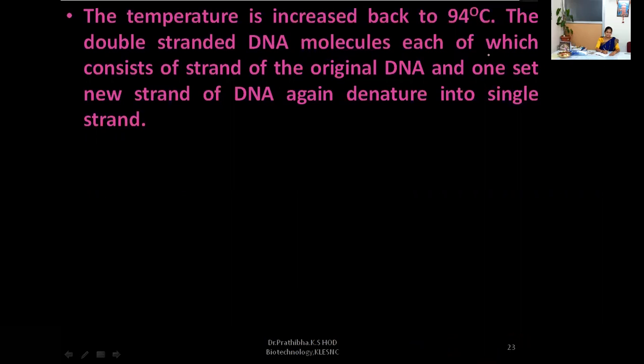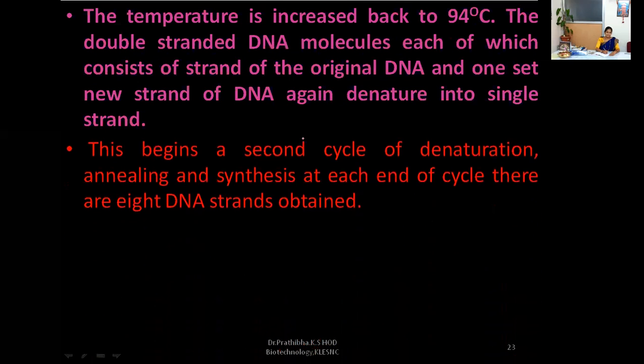Then the double stranded DNA molecules, each of which consists of strands of the original DNA and one set of new strands of DNA, again denature into single strand DNA. Okay, hope you're able to make a note of this one. This begins a second cycle of denaturation, annealing, and synthesis. At the end of each cycle, there are 8 strands obtained.